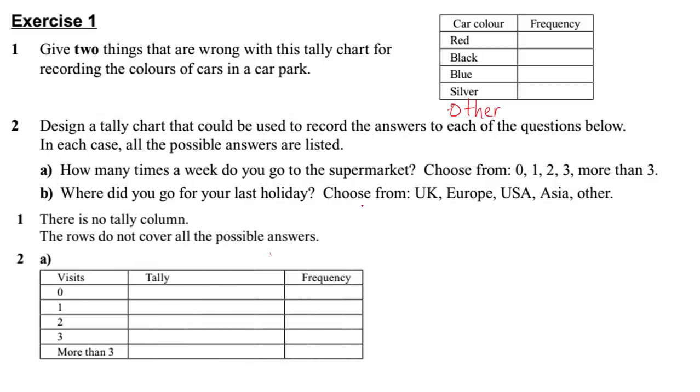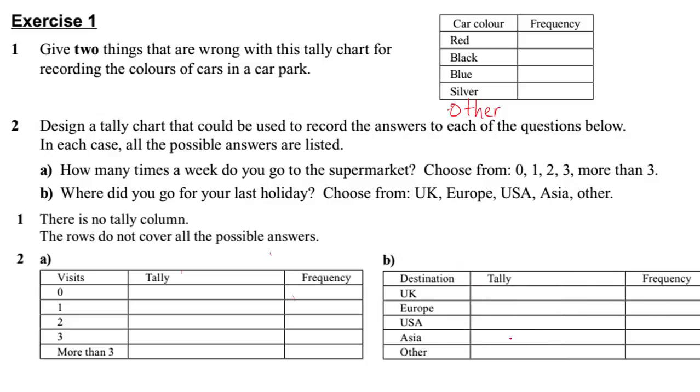So your table will look something like this. Okay, so the number of visits 0, 1, 2, 3, more than 3, tally there, and the frequency there. Okay, and the same thing would be done with part B of the question. So part B will look something like this. Notice that at the end here you put the word other, because other people might be visiting other countries other than these. So you can just put other there. Okay. So if you want to pause the video and just correct your work or just mark your work.